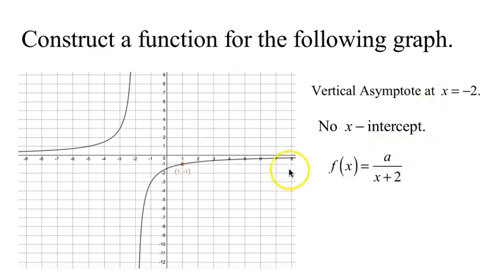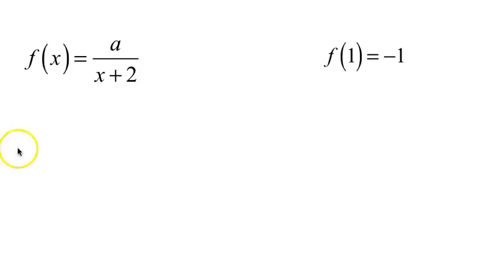But I can find it by using this point 1, negative 1. So that's going to be part of our analysis. If I have that point 1, negative 1, that means f of 1 is negative 1. If I plug 1 in for x, I get a over 1 plus 2. So let's see if that's enough for us to do the appropriate analysis.